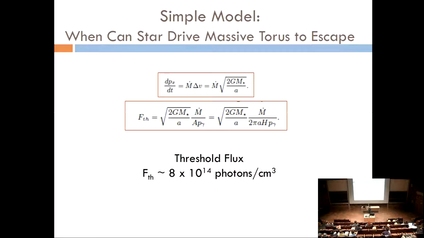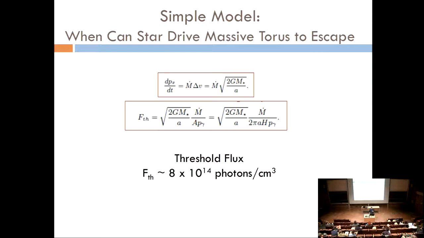The Mdot is the Mdot of the planetary wind. The delta V here is the escape velocity from the star, because you want this torus that's orbiting the star to be removed. You can then calculate a threshold flux, and what we find is that it should be about 8 times 10 to the 14 photons per square centimeter. Yes, that should be per centimeter squared for a flux. Thank you. So that's our analytic prediction.